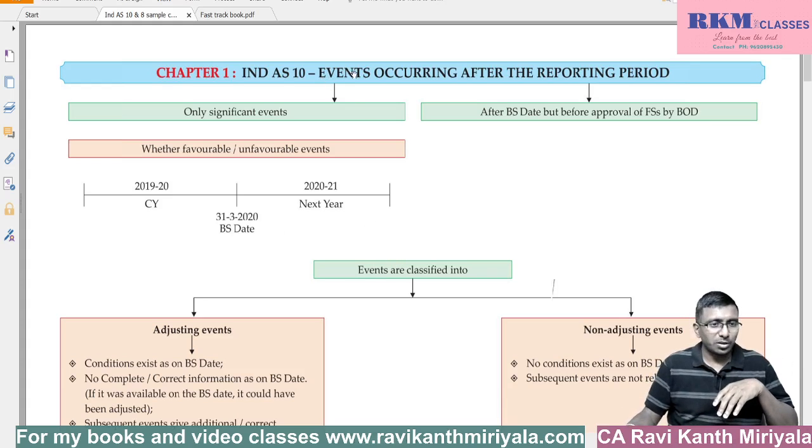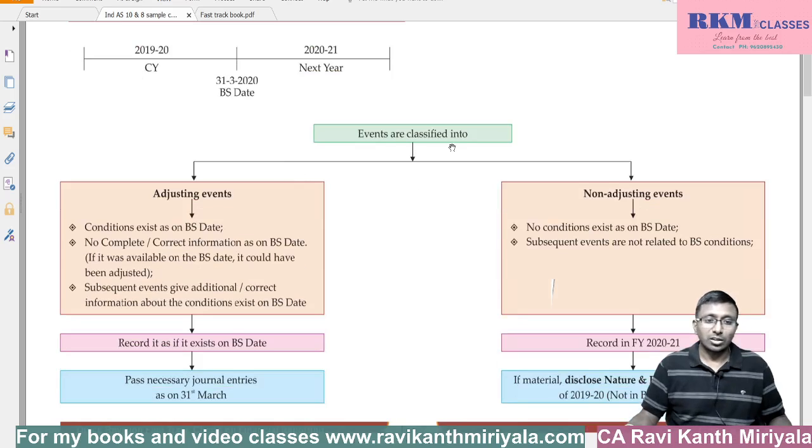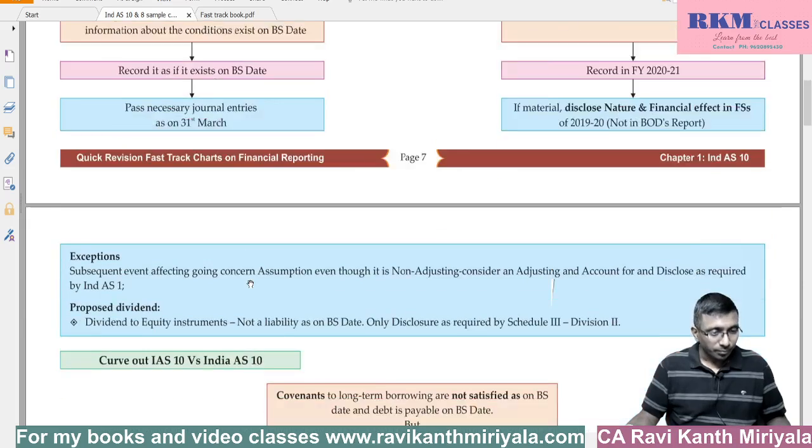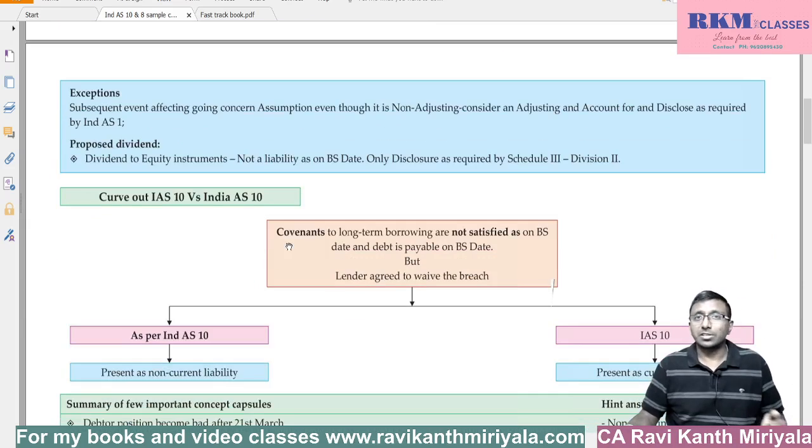What do you mean by events? Events means only significant events. Reporting date means after the balance sheet date but before approval of financial statements by the board. Whether the event is favorable or unfavorable doesn't matter. What are events classified into? Adjusting and non-adjusting. Exactly, I have provided the situations. What are the exceptions in this standard, exceptions to your above explanation of adjusting and non-adjusting? What about the proposed dividend?